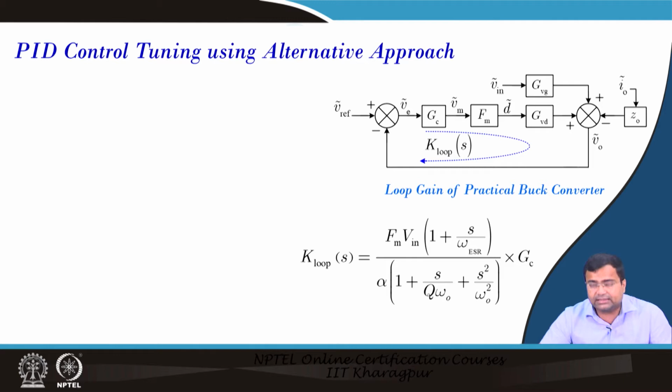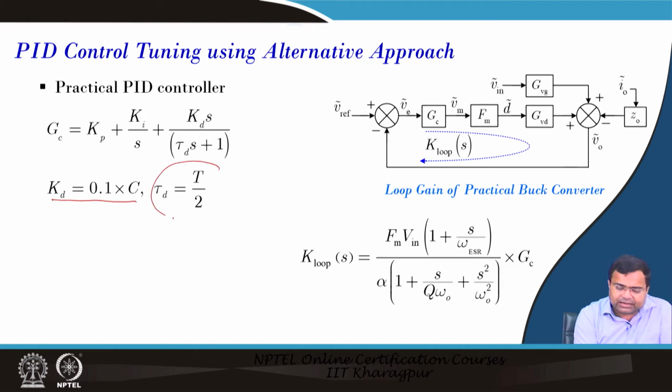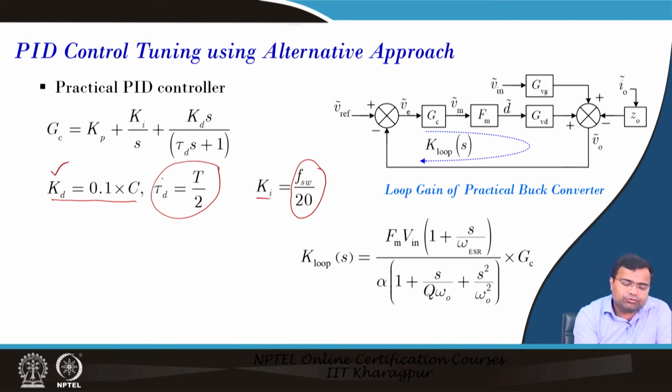Then what are the design steps in the loop shaping? For this design, you set KD to be, let us say, 0.1 times C, you can take 0.4 or 0.5 times C, no problem. You can set some tau d as T by 2, you can take T by 10 also, and Ki, let us say Ki is the integral gain, and dimensionally it is 1 by the integral time constant, so it represents a frequency in hertz. Here we have taken switching frequency by 20. It is also a kind of conservative approach. Finally, you know KD, you know tau d, you know Ki. Now you have to find Kp.